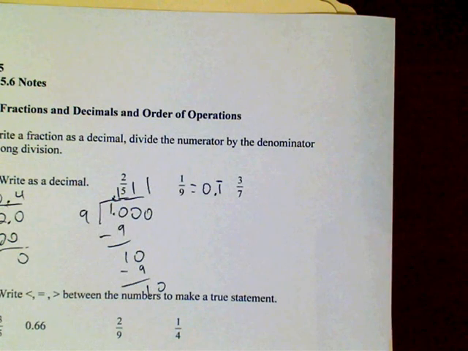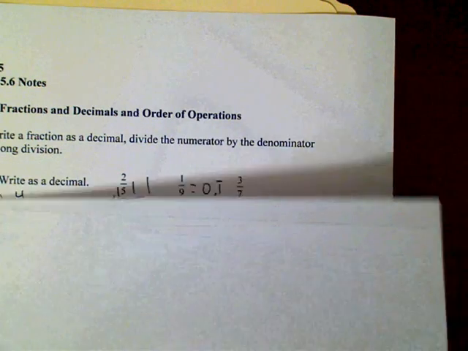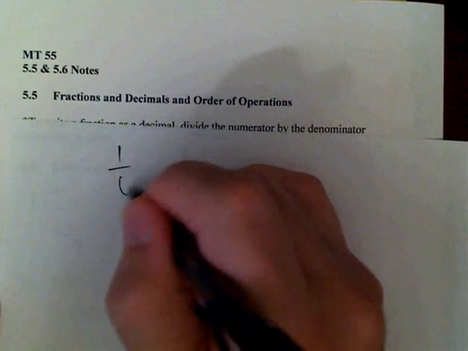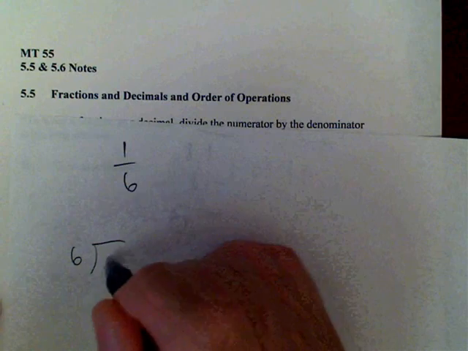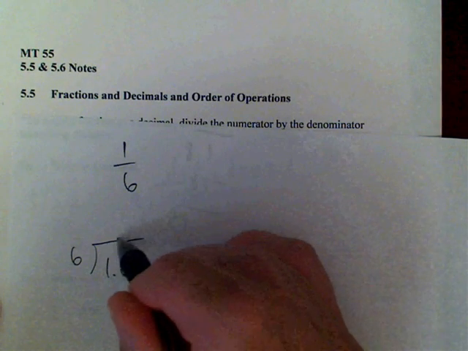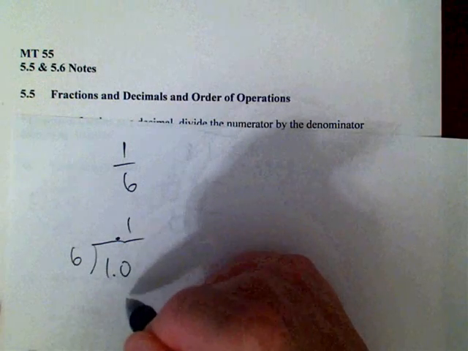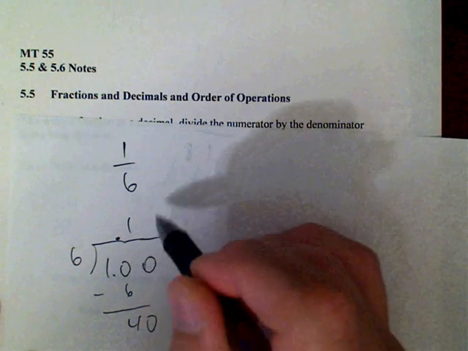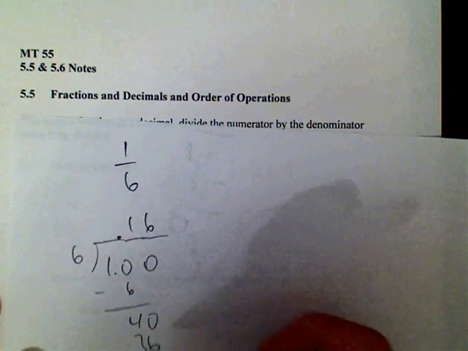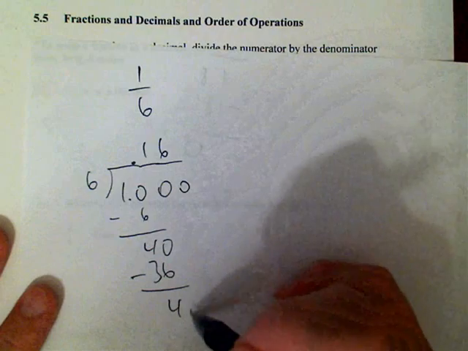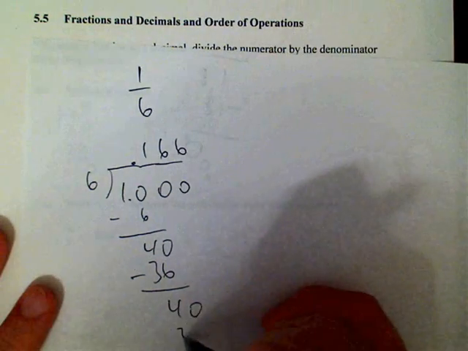Let's do one more. Let's do 1 divided by 6. Won't go evenly. Throw in a decimal. 0, decimal. 6 goes into 10 one time. 1 times 6 is 6. Subtract. Throw in a 0. Bring it down. 6 goes in 46 times. Subtract. Throw in another 0. Bring it down. Oh, see a pattern developing?